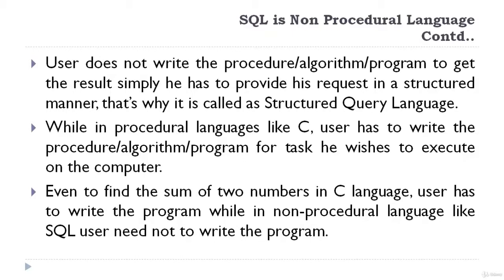While in a procedural language like C, we have to write a procedure or algorithm to perform any task. For example, if we just want to add two numbers in the C programming language, we have to write a program or algorithm for that operation. But in SQL, there is no need to write an algorithm or program. You simply need to provide the request in a structured manner to the system, and the system automatically performs that task.